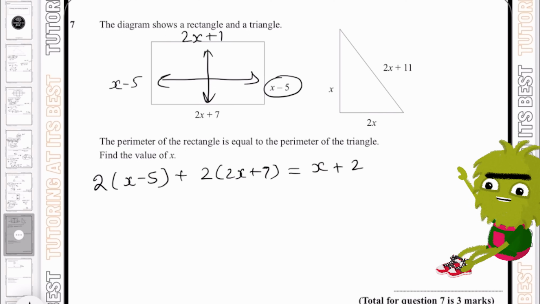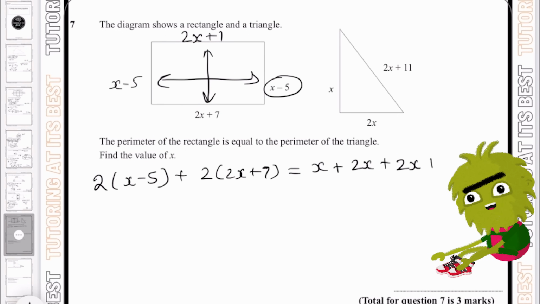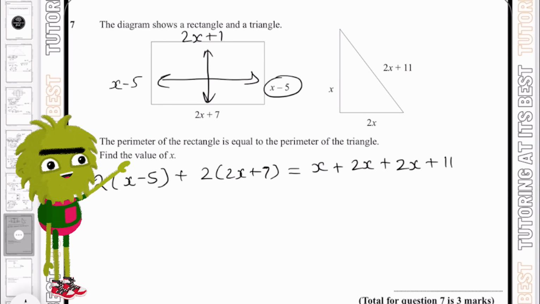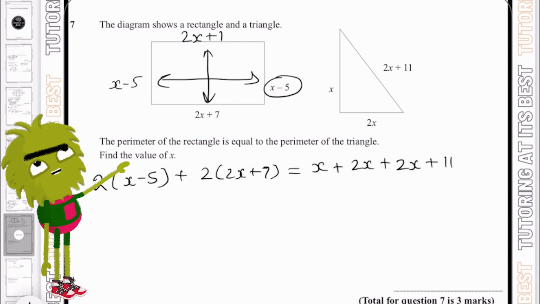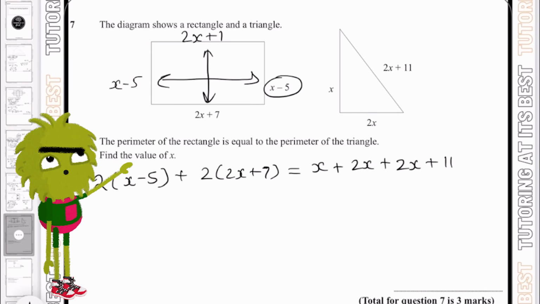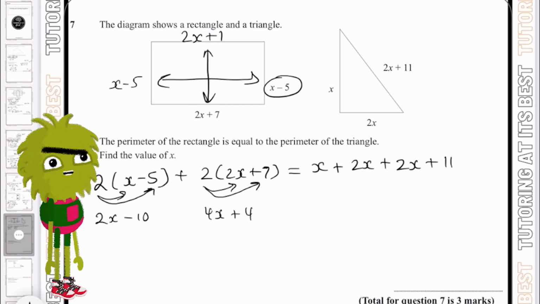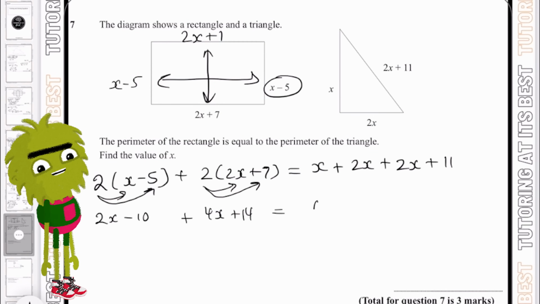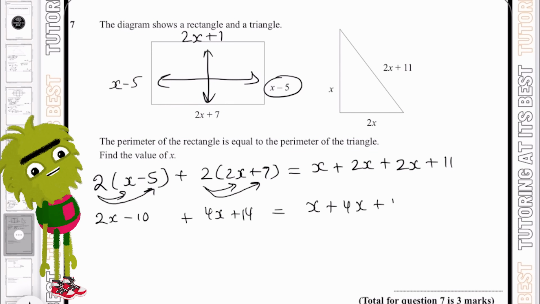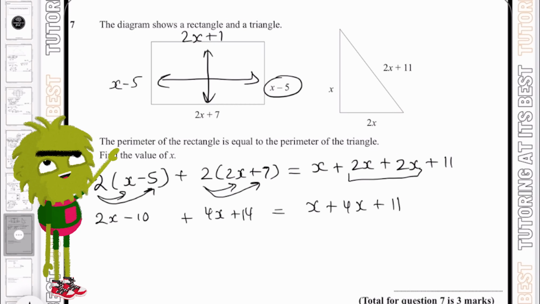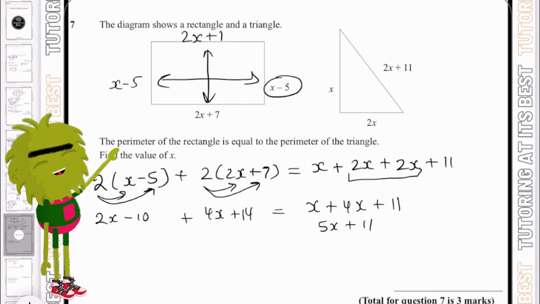So we'll have x plus 2x plus 2x plus 11. And now let's go ahead and simplify this and then make x the subject. So let's go ahead and expand and simplify this before making x the subject. So I now know we have 2x minus 10. And then again, we have 4x plus 14. And then we'll equal this to x plus 4x plus 11. And that's because of these two here. So 4x and x will give us 5x plus 11.